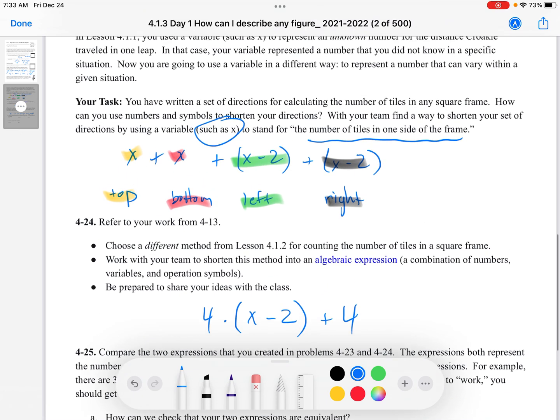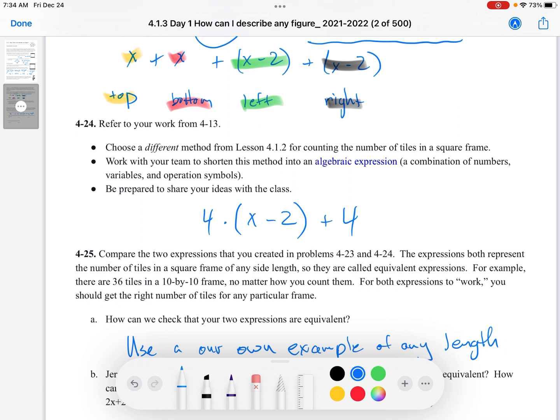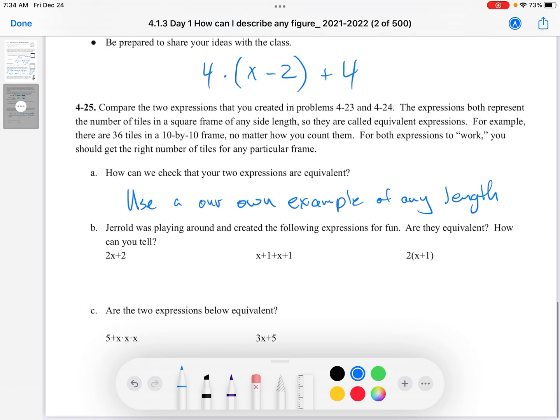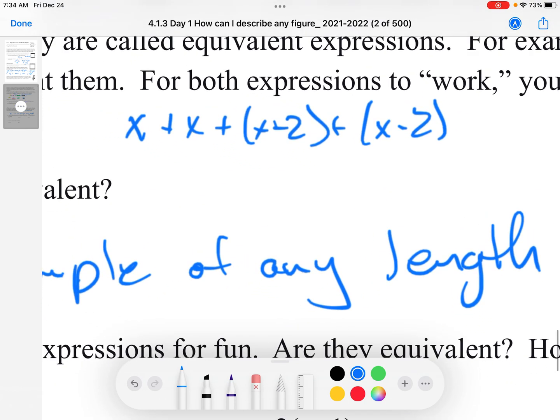So if I use Tina's method, x plus x minus 2 plus x minus 2, let's try that. And what if we wanted 5 in there? We would say 5 plus 5 minus 2, which is 3, plus 5 minus 2, which is 3. 5 plus 5 plus 3 plus 3. 5 plus 5 is 10. 10 plus 3 is 13. 13 plus 3 is 16.